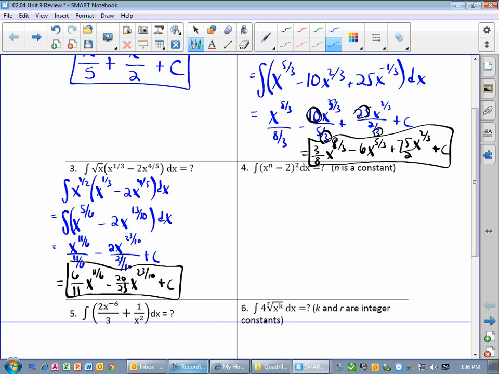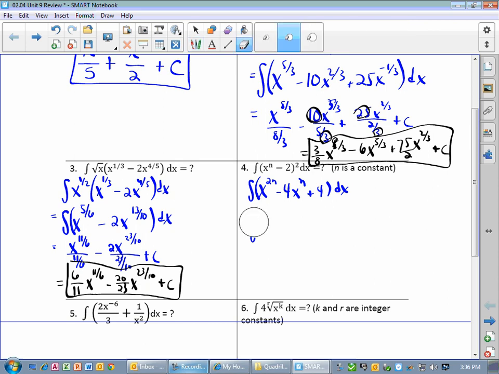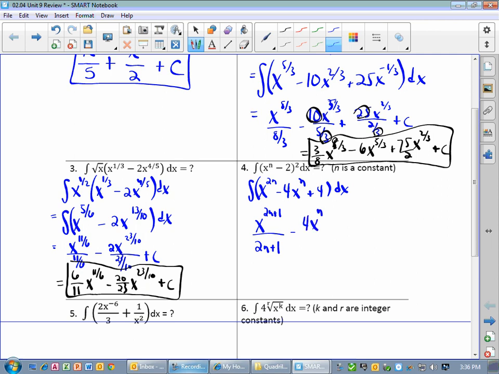The next one we've got x to the n, where n is a constant. So before we can do any calculus, we need to do algebra. So when we FOIL out x to the n minus 2 squared, we actually get x to the 2n minus 4x to the n plus 4. And so now adding 1 to the exponent. N is a variable, but it's representing a constant. And so we just follow our integration rule here. So adding 1 to the exponent, we get x to the 2n plus 1 divided by 2n plus 1 minus 4x to the n plus 1 over n plus 1 plus 4x plus c.